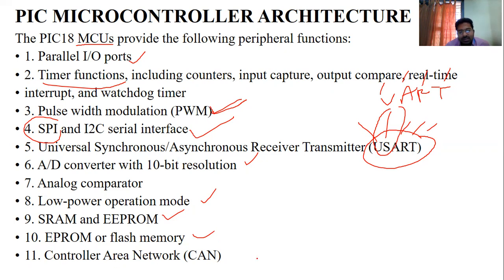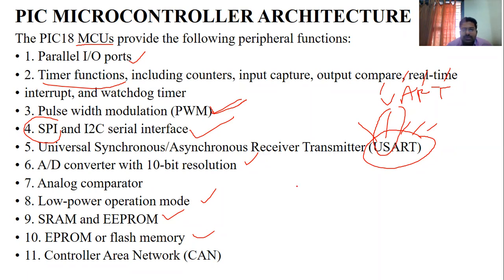So it has controller area network. These are some features of the PIC 18 controller. You see that some of the features are also available in the 8051 microcontroller. That is serial communication, then parallel communication, then A to D converters, then timers, and parallel ports. Then UART is there. Likewise, SRAM and DRAM are available.